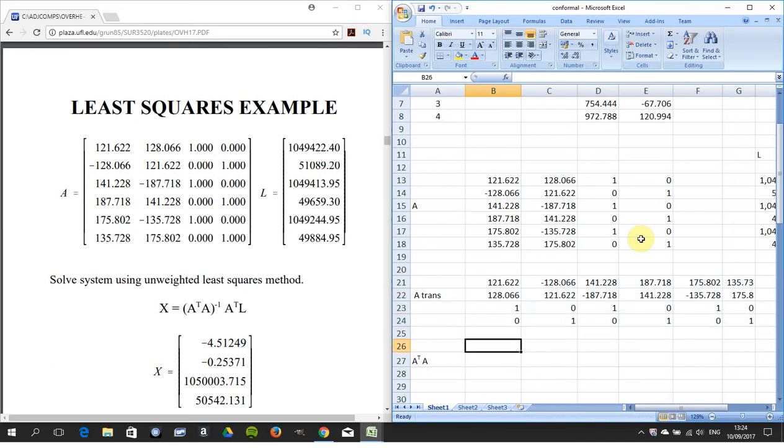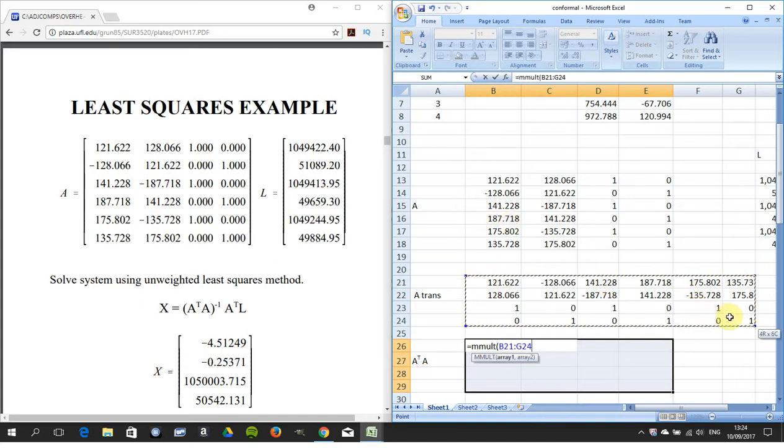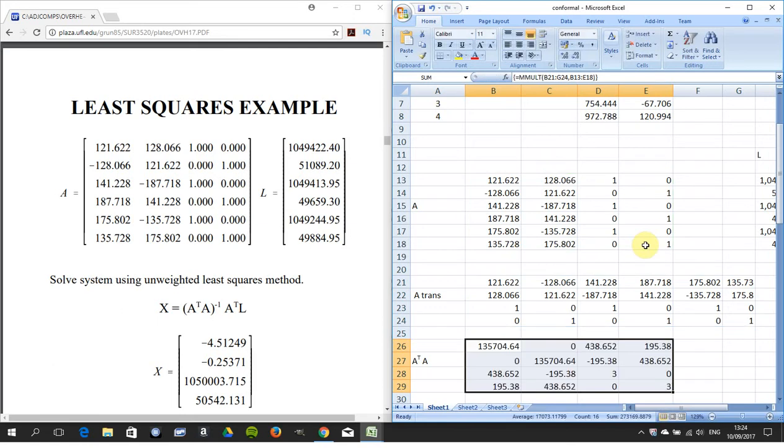Next thing is A transpose by A. So A transpose is a 4 by 6, A is a 6 by 4. When you multiply them, you get a 4 by 4. So you mark out a 4 by 4 area. Formula for that: equal MMULT, A transpose, comma A, finger on the control button, finger on shift, finger on enter.